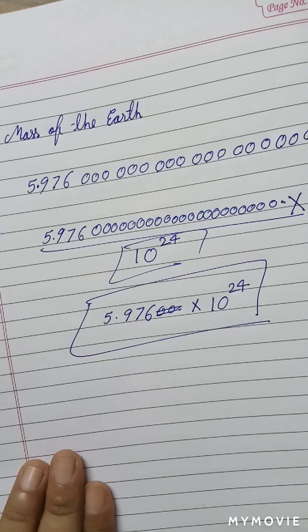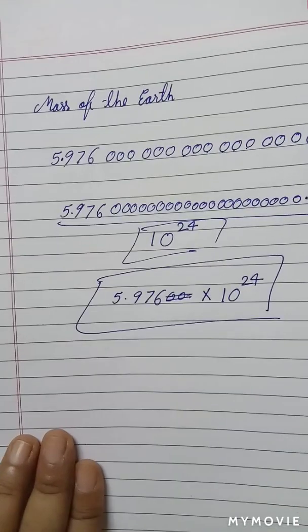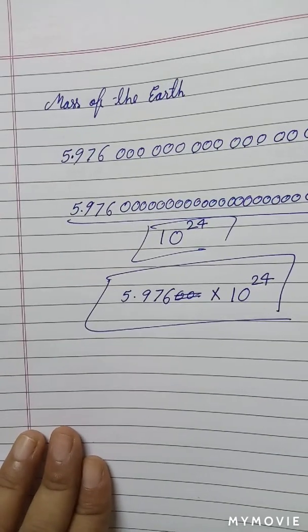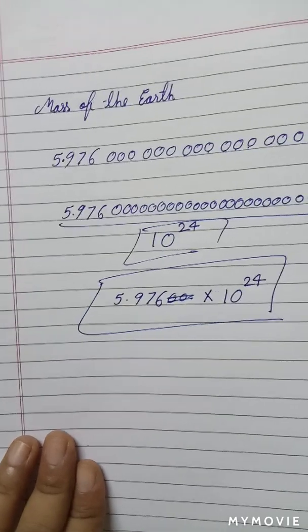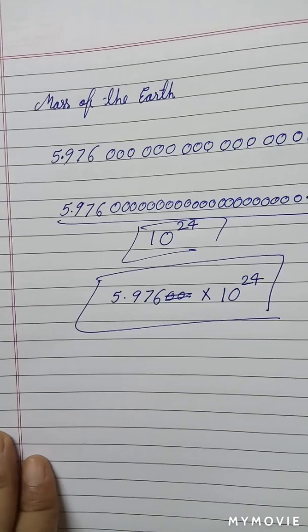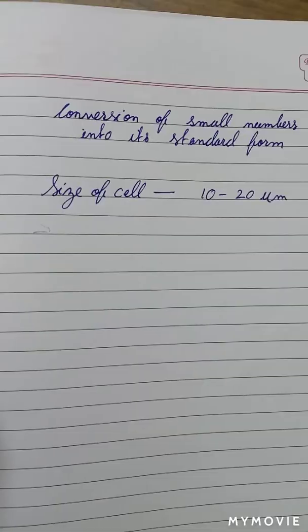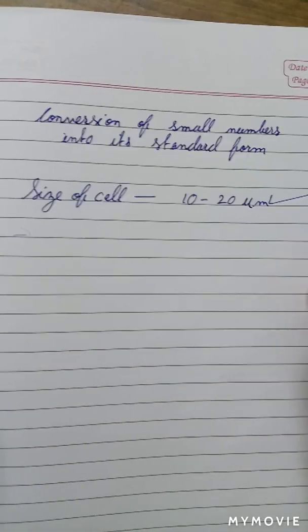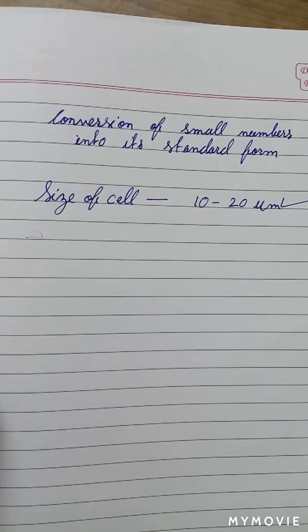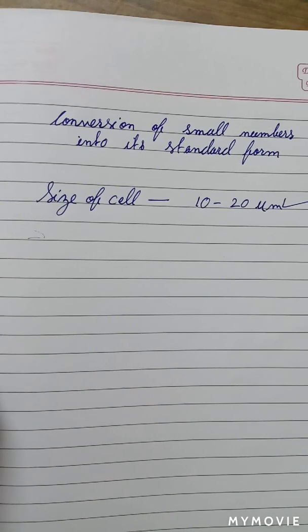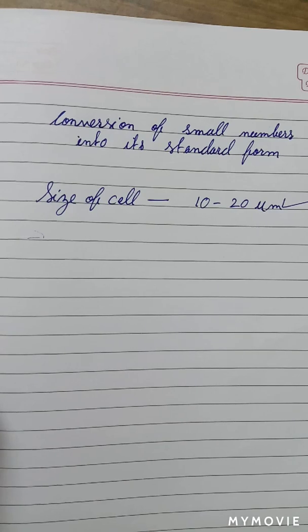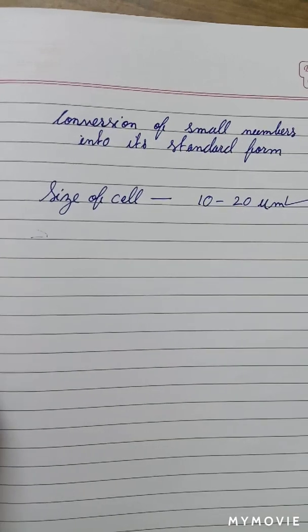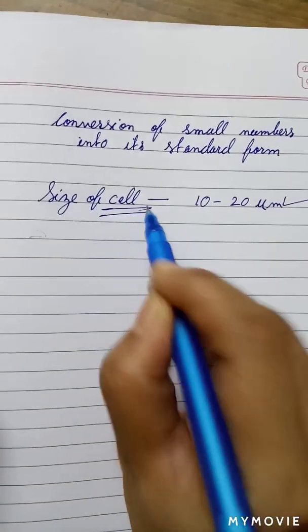Is that clear? Now let's move on to the conversion of small numbers, very small numbers, into its standard form. Now this is the size of cells inside our body. We know what cells are. Cells are the basic structural and functional unit of life. I know this is not biology class, but I must mention it so that we know what we are going to study.